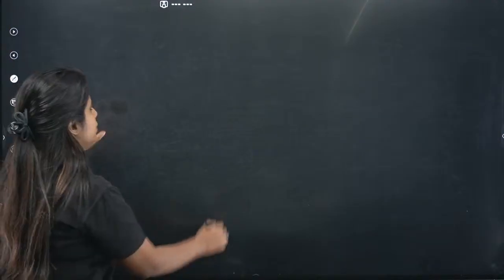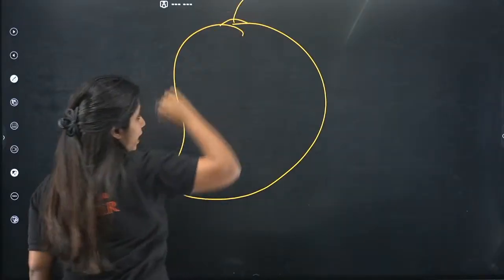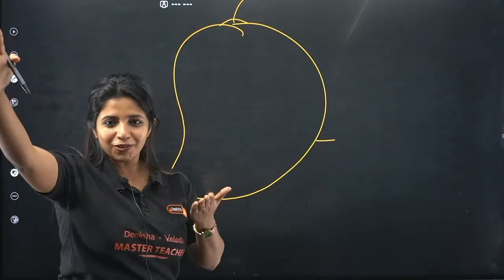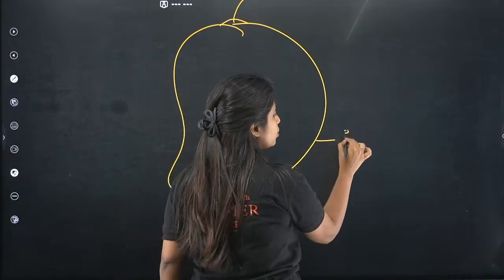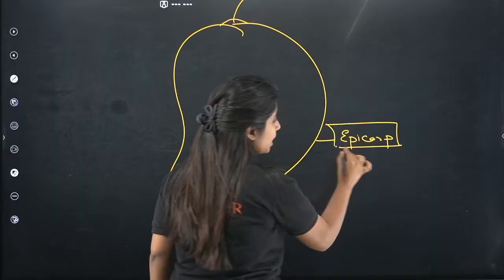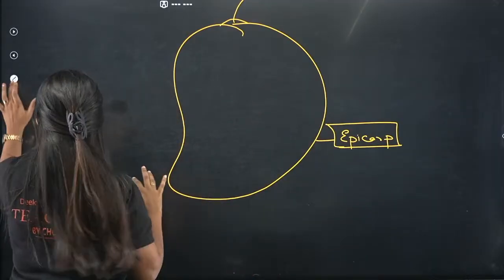All of us know that now it's mango season, right? And we all might have eaten mango also. The outer portion of the mango that you just peel off is known as what? Epicarp. It is known as epicarp or exocarp.